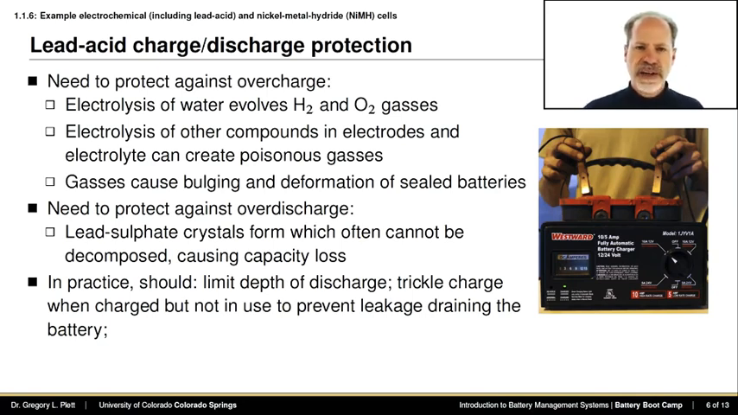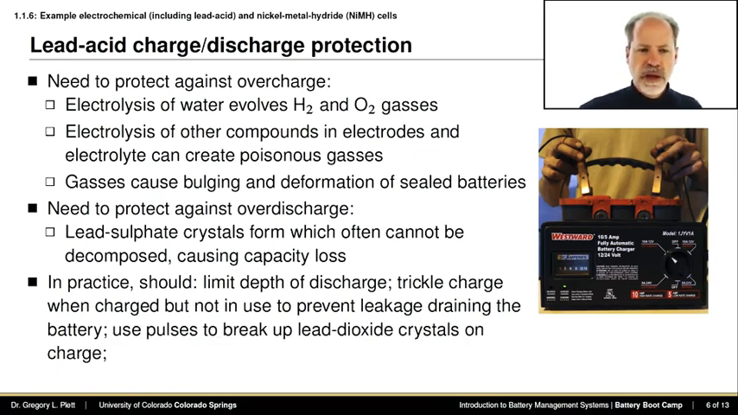And this counteracts some natural self-discharge processes that would otherwise cause the battery cell to slowly discharge over time, leading to the problem that we just talked about of lead sulfate crystals forming. If a lead-acid battery cell does happen to over-discharge, in some cases it's possible to use pulses of current to break up the lead sulfate crystals and to restore some of the capacity. And this is a feature in many battery management systems and chargers for lead-acid battery cells.